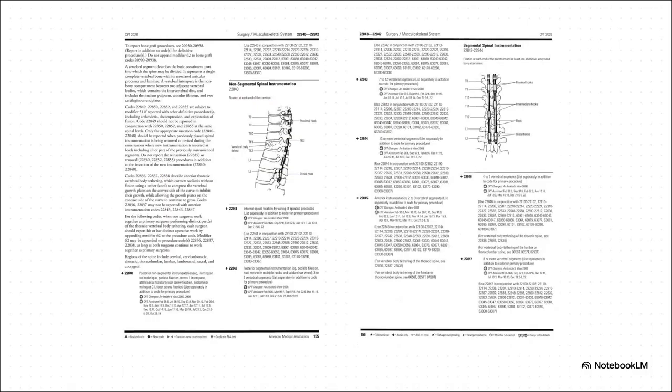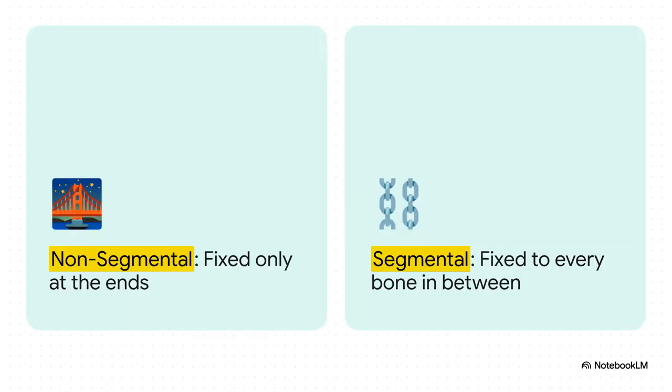But which hardware code do you actually use? Take a look at the structural difference here. On the left, we have non-segmental instrumentation. The rod is fixed only at the very top and the very bottom. Think of it like a bridge anchoring only at the two shores. On the right, we have segmental instrumentation. Notice how this rod has screws or hooks anchoring it to every single bony segment in between the top and bottom endpoints. Getting this specific distinction right in the operative report is the absolute key to choosing the correct add-on code. If the surgeon just anchors the top and bottom, it's non-segmental. If they are drilling screws into 3, 4, or 5 consecutive bones to attach to that rod, that is segmental for sure.